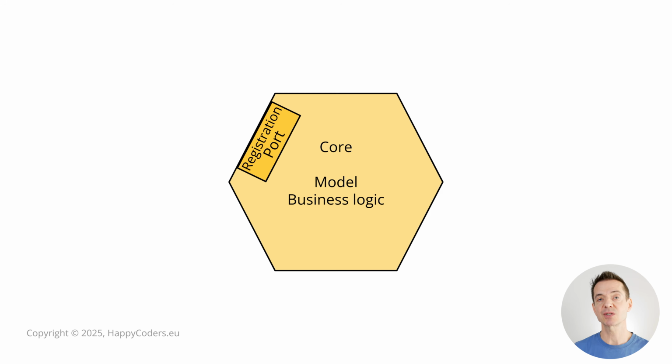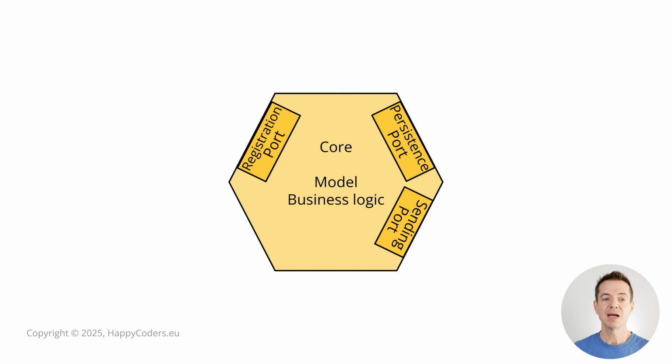Then the application should store the user data somewhere. For this, we define a persistence port. Where and how the data is stored is not important at first. And then we also want to send a welcome message. For this, we define a sending port. And how exactly we send the message, whether via a local or public mail server or a unified messaging provider, also does not matter from the application's point of view.